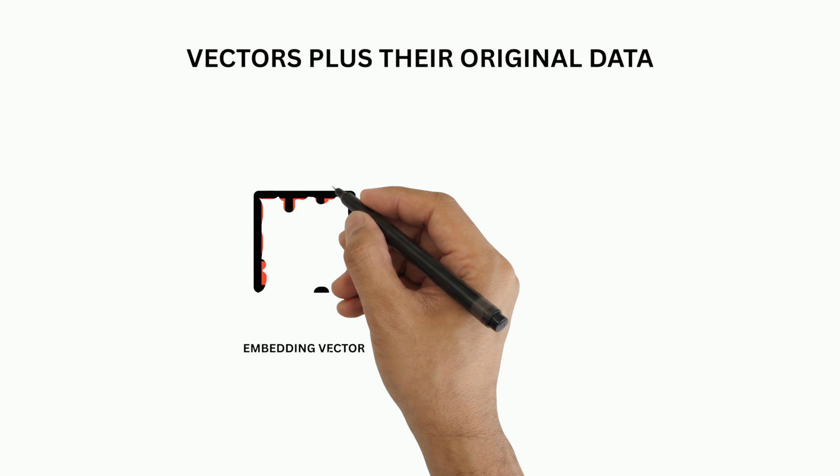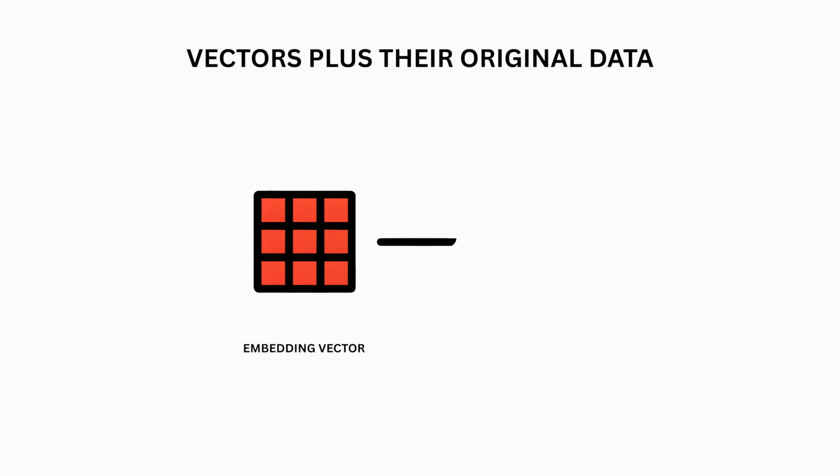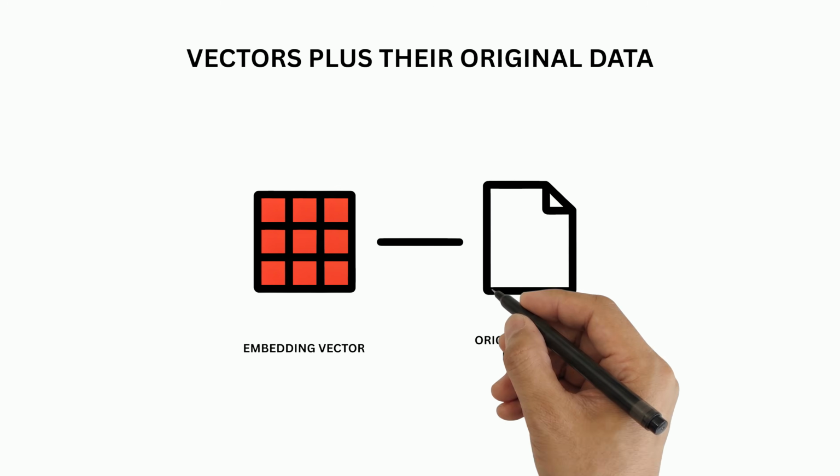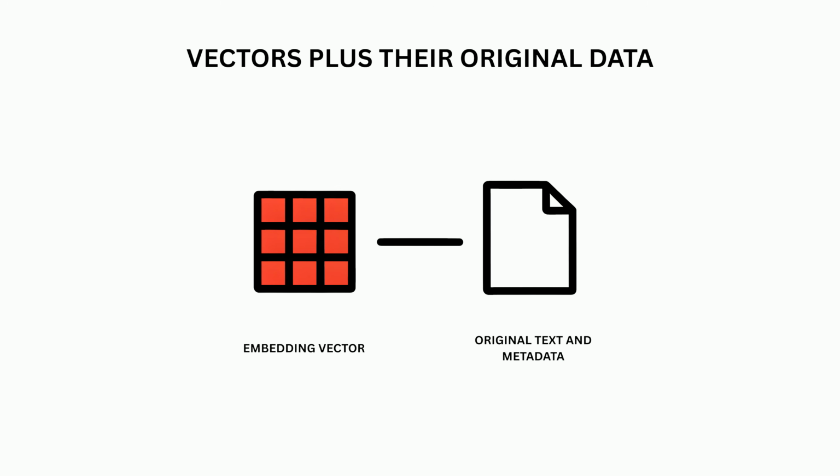A vector on its own is just a list of numbers, so a vector database stores each one alongside a reference back to its original content, the source text, a document ID, timestamps, permissions, whatever metadata matters. When a search returns a matching vector, that link is what lets you actually retrieve the real content it represents.